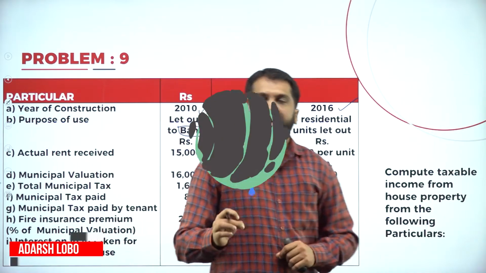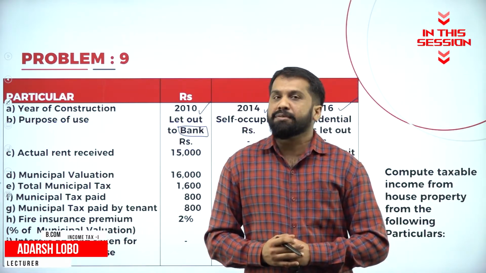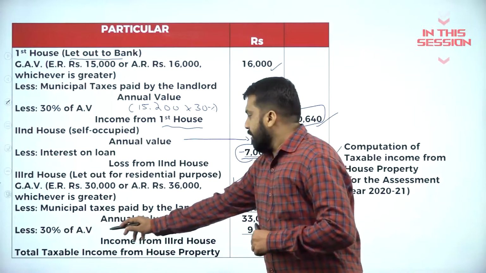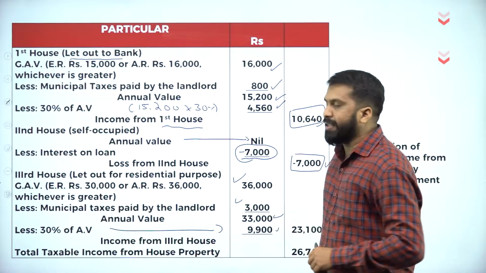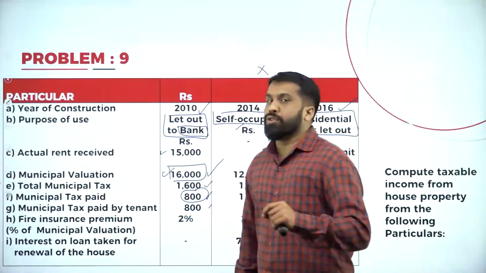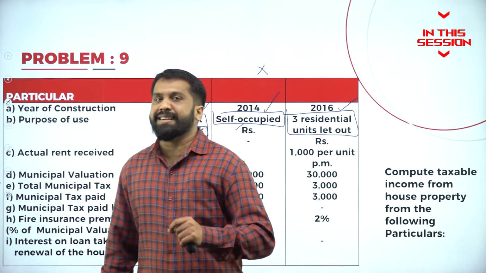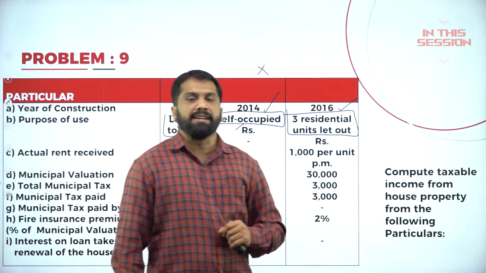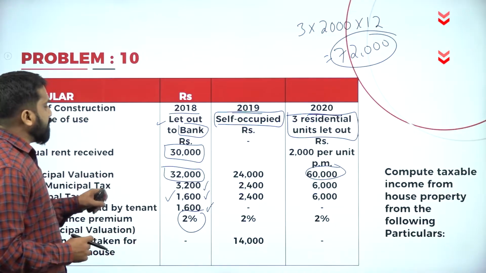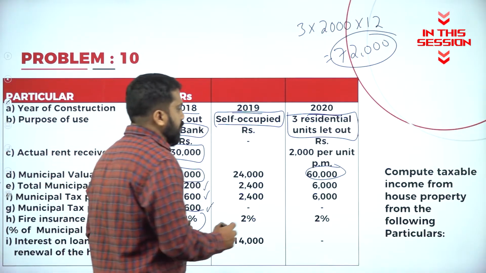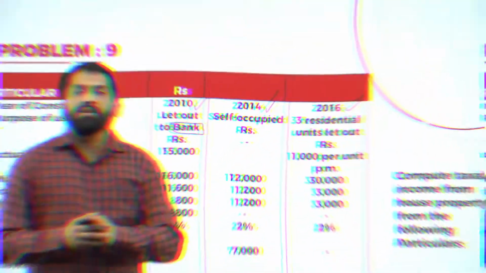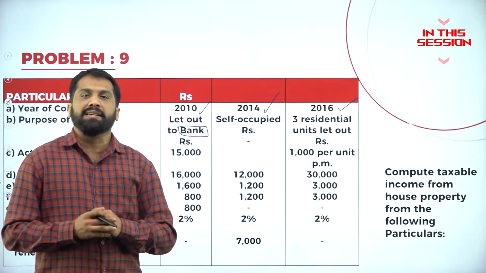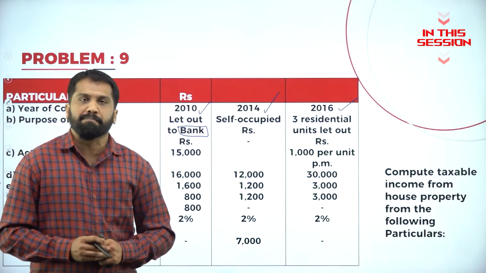The house is let out for commercial as well as residential purpose. Take 30% of the annual value: 33,000 into 30% is 9,900. You should go for the standard deduction. What is the standard deduction? It is the municipal tax paid by the landlord. As per this, we have 6,000 paid by the landlord. We don't calculate anything in your self-occupied property.